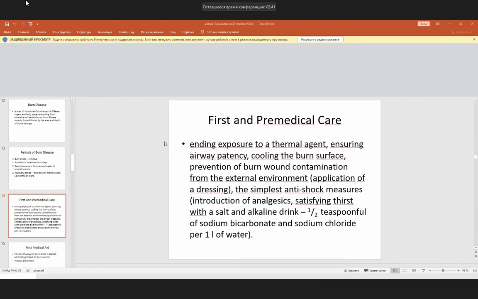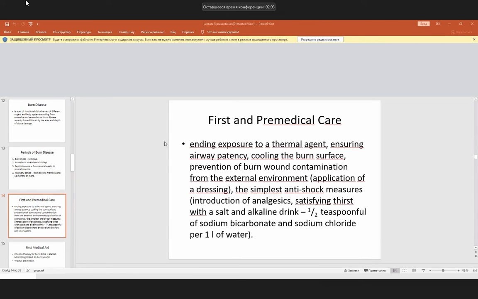Professional medical aid includes the following: medical triage and classification of patients when there is a massive influx, comprehensive anti-shock therapy in burn patients in burn shock condition, emergency intubation of a patient with airway damage, and treatment until recovery.